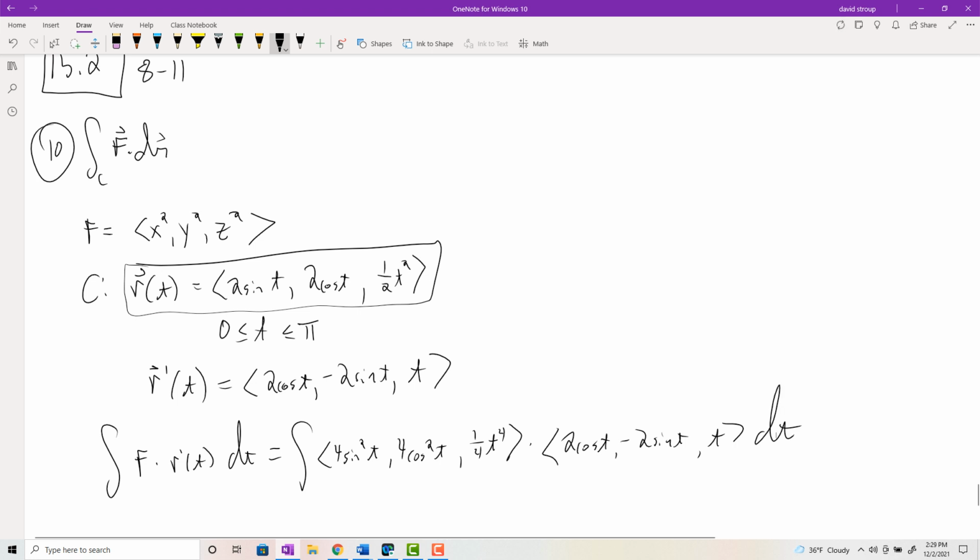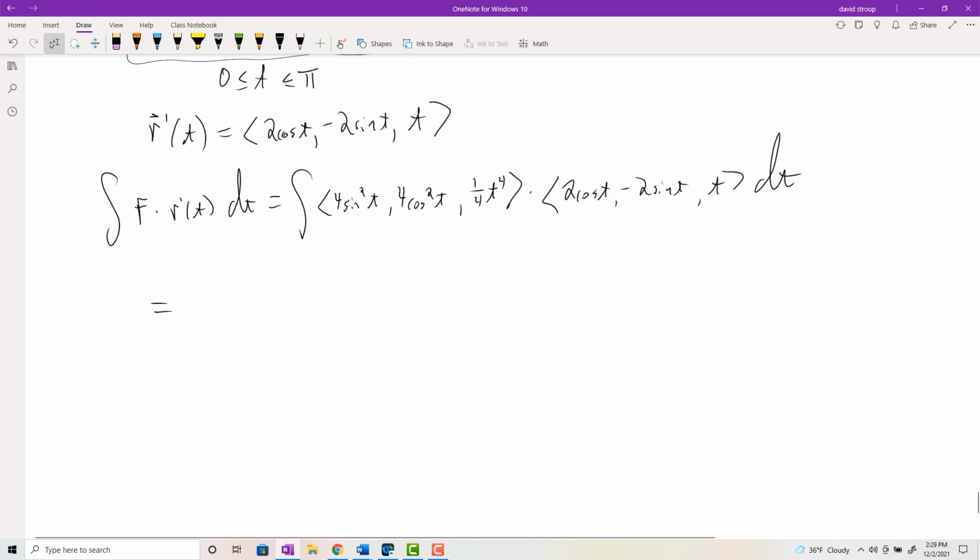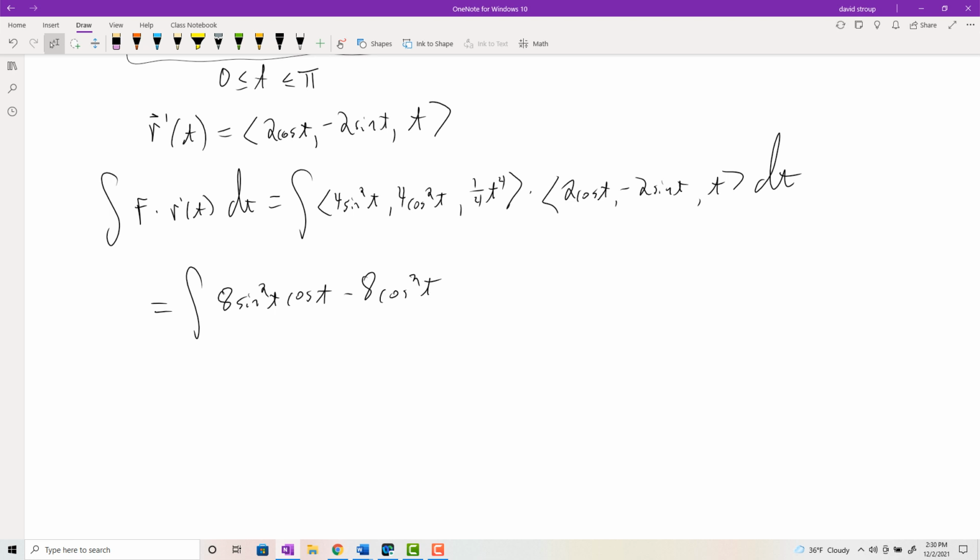This one's kind of obnoxious looking already. So I get 8 sine squared t cosine t minus 8 cosine squared t sine t plus 1/4 t to the 5th dt from 0 to pi. Unfortunately, you can't do any Pythagorean identities because there's a minus in there and you can't really factor anyways. So you're going to end up having to just do u subs.